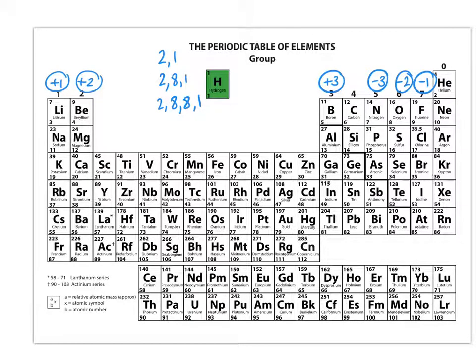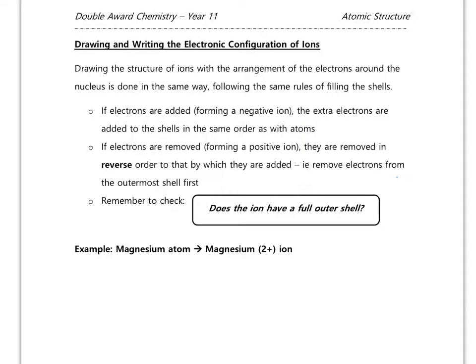So knowing the charges that the atoms within a certain group form, that really helps us when we're drawing our electronic structure. So let's do a little bit of practice of drawing the electronic structure and writing the electronic configuration of ions. Essentially it's just in the same way, following the same rules, but obviously we're adding or removing electrons.